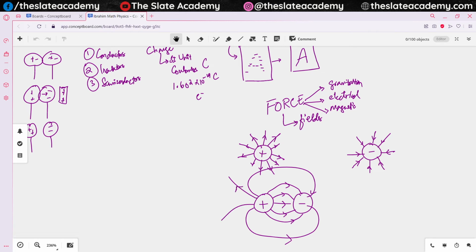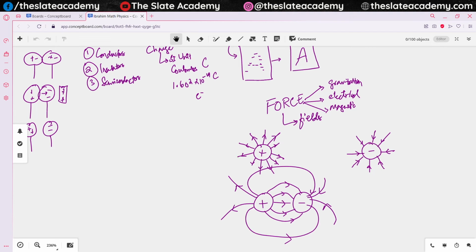Correctly spotted. It would be the same when we study magnets as well. Maybe we'll have a similar diagram. So this is when oppositely charged particles are brought together. This is what the field lines would look like.